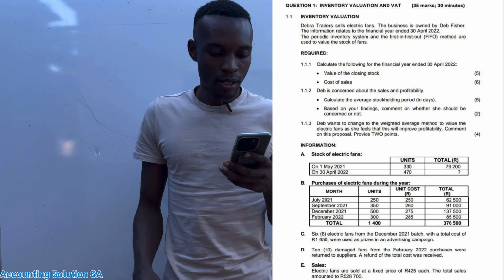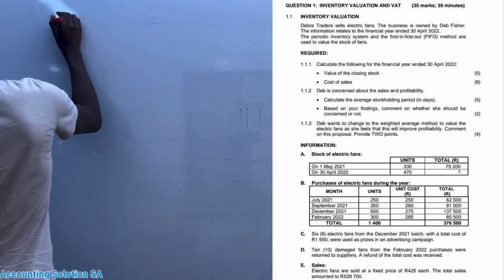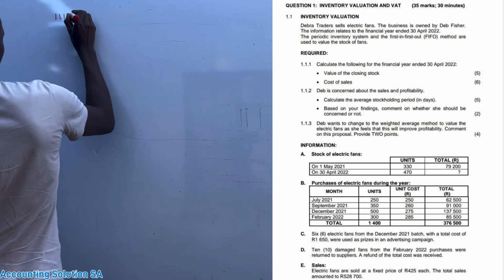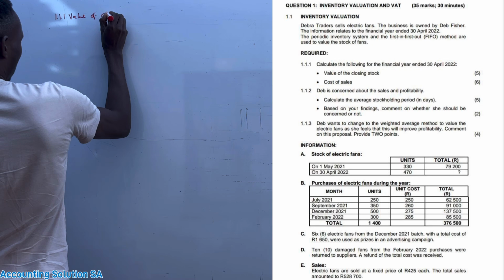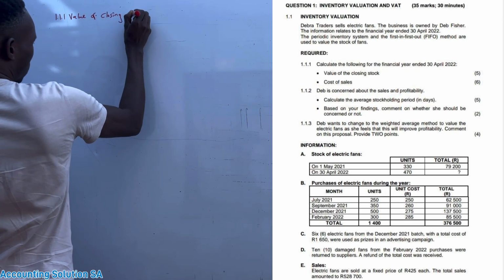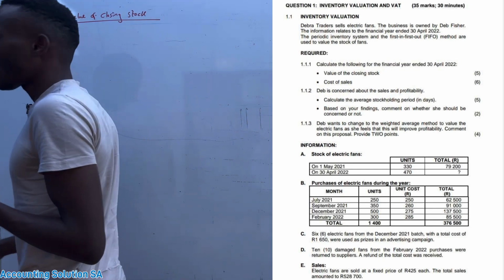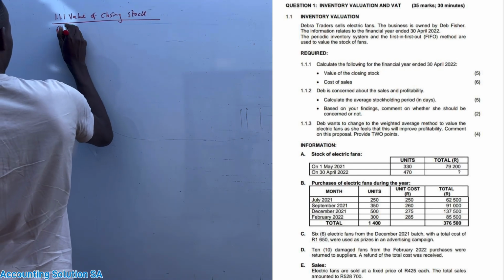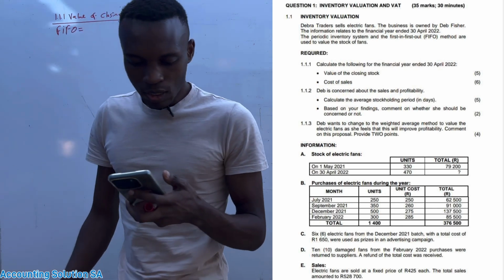Required number 1.1.1: calculate the following for the financial year end 30 April 2022. Number 1, value of closing stock. Remember, this business applies the method of first in, first out. Now let's look at our information.